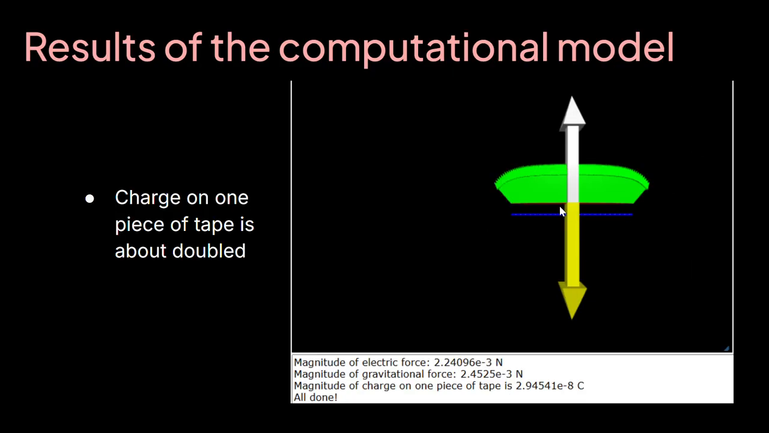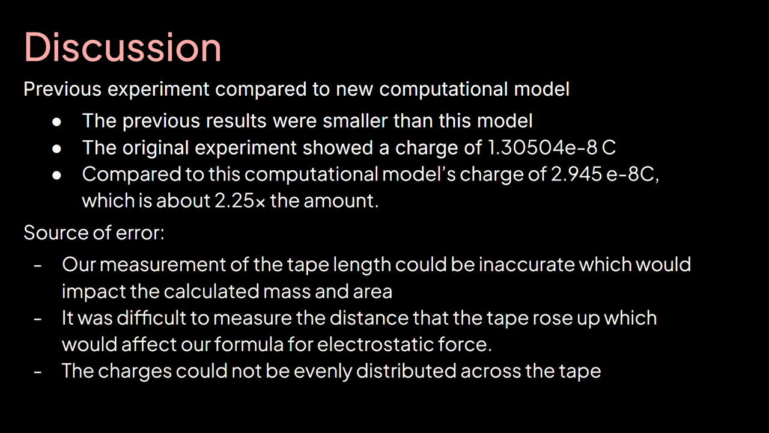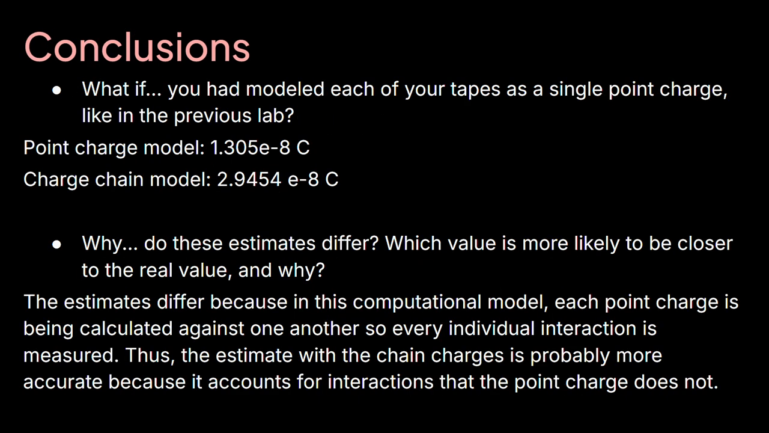For our results, here's our visual, and this was the magnitude of the electric force, this was the magnitude of the gravitational force, and we see that the magnitude of charge on one piece of tape was about doubled. Comparing the previous experiment to the new computational model, the previous results were smaller. The original experiment showed a charge of 1.3 e to the negative 8 coulombs, which is about 2.25 times smaller than this computational model. Sources of error could be that our measurement of the tape length was inaccurate, which would impact the calculated mass and area. Also, it could have been difficult to measure the distance that the tape rose up, which would affect our formula for electrostatic force. And lastly, the charges could have not been evenly distributed across the tape.